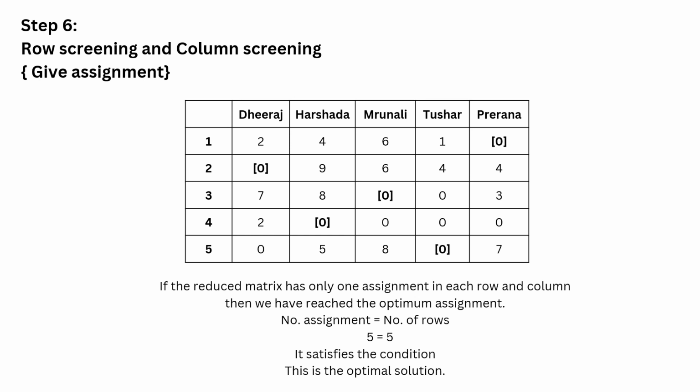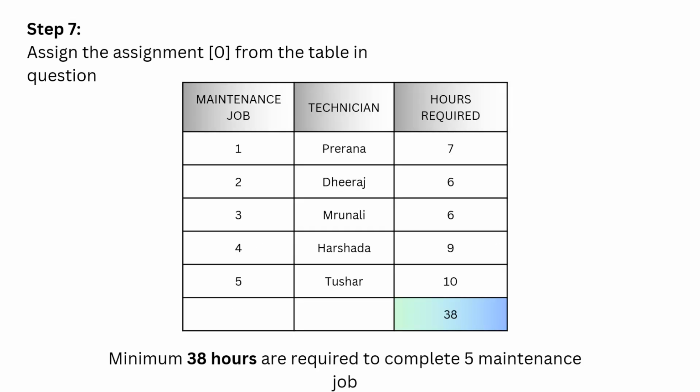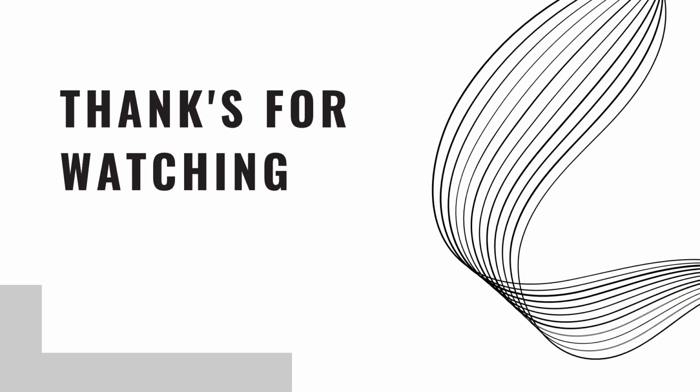As the number of assignments is equal to the number of rows, therefore it satisfies the condition and this is our optimal solution. So according to the assignments, I have allotted the hours from the table given in the question, and it requires minimum 38 hours to complete the 5 maintenance jobs. Thank you for watching the video.